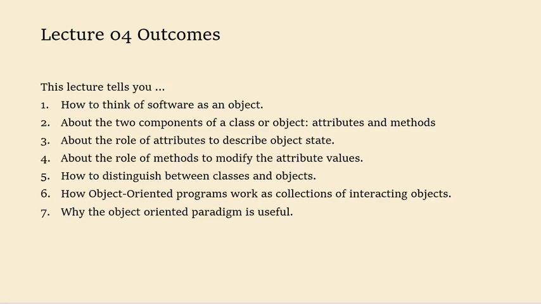So, what are we going to learn? First of all, does it even make sense to think of software as an object? Well, we'll talk about how you can think about software as an object, and then talk about software classes or objects and how they're composed of things called attributes and methods. What do attributes do? What do methods do? How to distinguish between classes and objects? Pretty straightforward. Classes are the design, objects are the actual thing. How object-oriented programs work is a collection of interacting objects, and why it's such a useful thing.